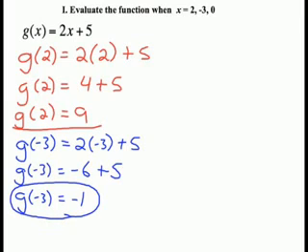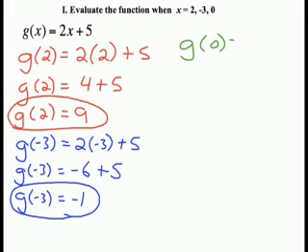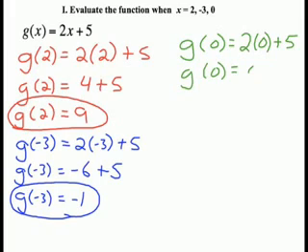Finally, we must substitute 0 in for x. So we have g of 0 equals 2 times 0 plus 5. Whatever the x value equals, you just substitute that into the original equation for x. Now, 2 times 0 is 0, and 0 plus 5 is 5. So g of 0 equals 5.